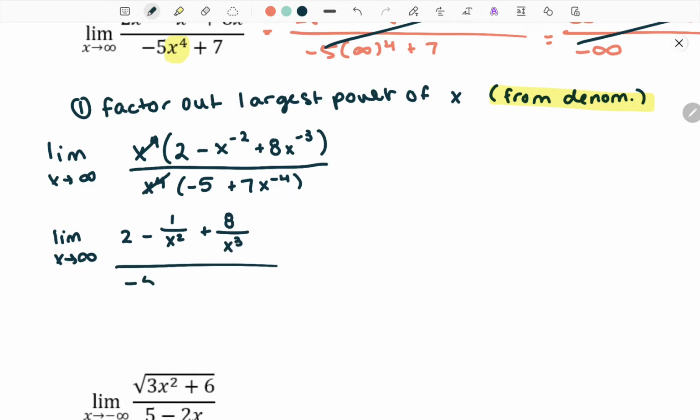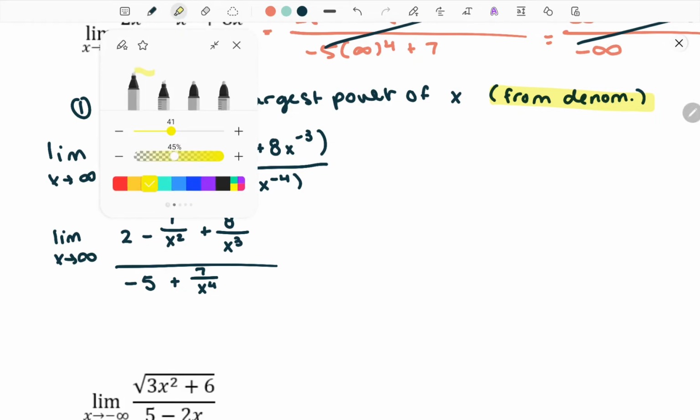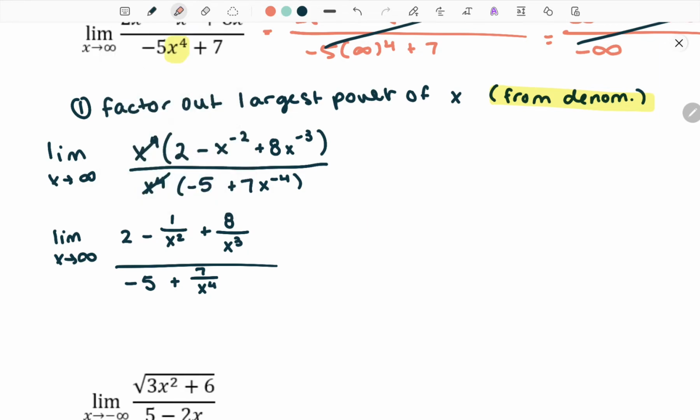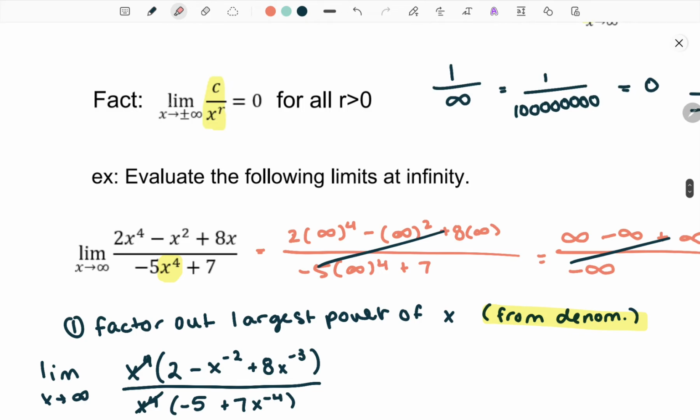And then on the bottom, I have a minus 5, and then I have a 7 over x to the 4. Now remember, with limits, I can break these apart and evaluate the limit of each of these terms independently, and the limit of the numerator and the denominator independently, right? We had all those limit rules. So what's going to happen is all of these, and let's do a little bit of highlighting, this and this and this are all going to meet this rule, right?